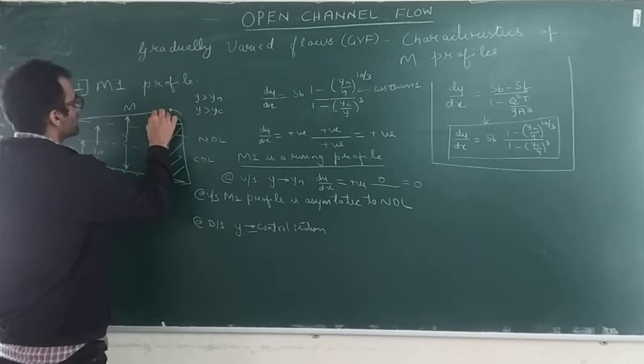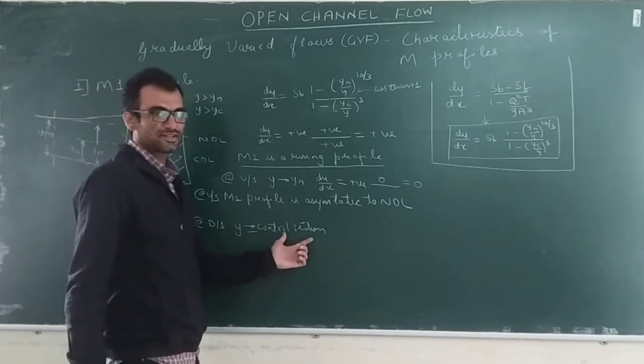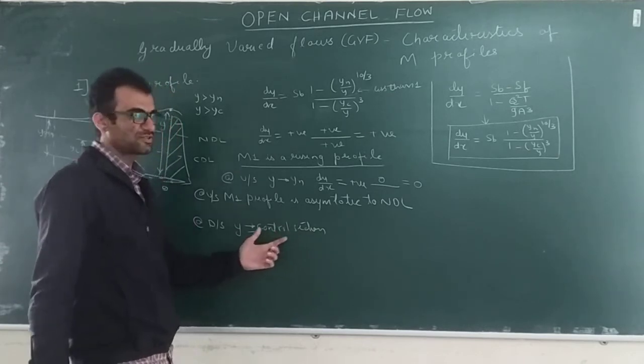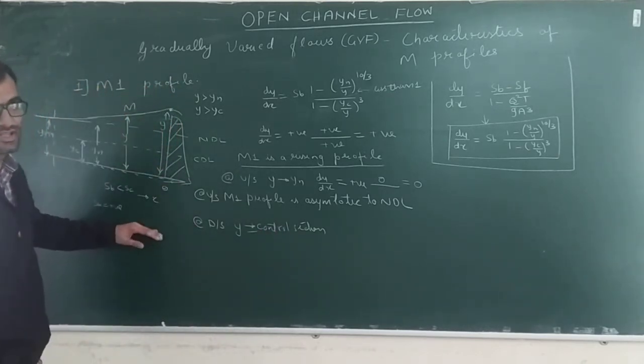So this becomes a control section. So at the downstream, depth is just equal to the depth at the control section, whatever you are providing. So these are the characteristics of the M1 profile.